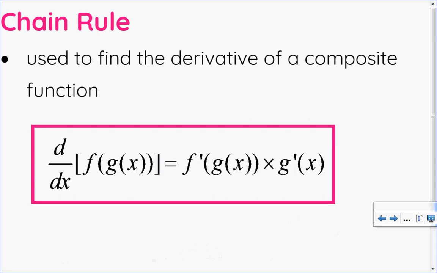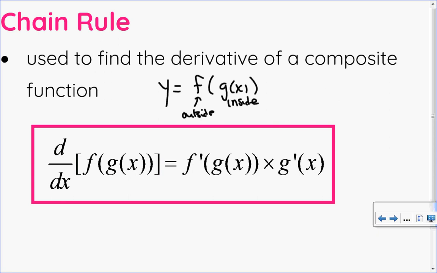So the chain rule in calculus is used to find the derivative of a composite function. So remember, a composite function is something like this, y equals f of g of x. So it's where you have an inside function and an outside function as well. So to do the derivative of f of g of x, we're going to take f prime at g of x and multiply it by g prime at x.